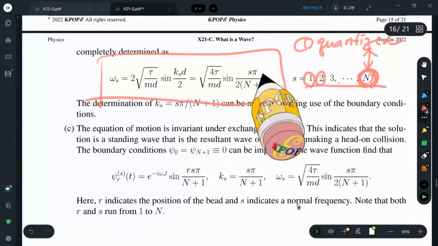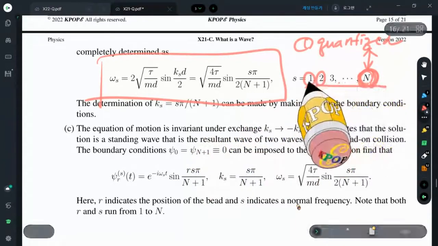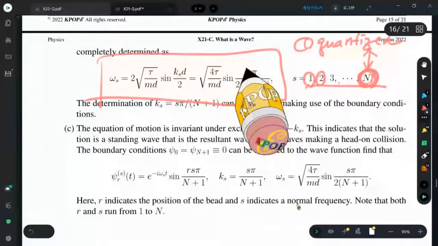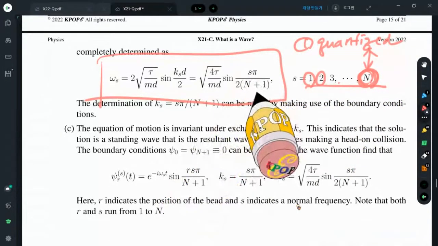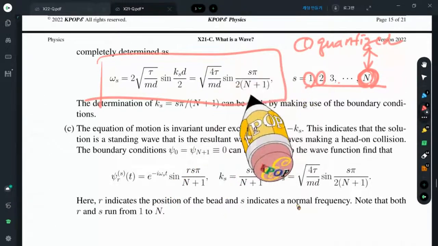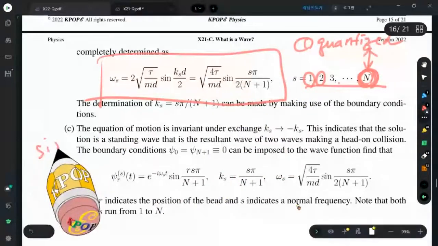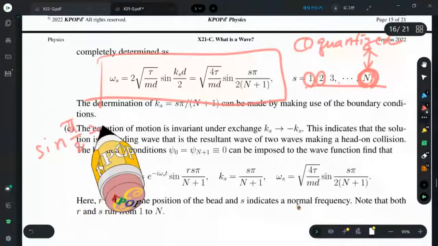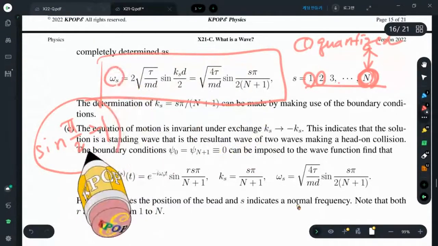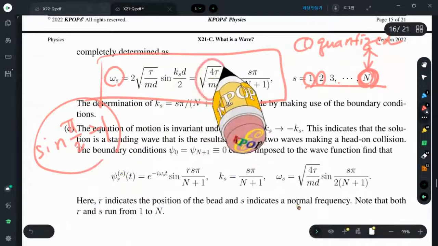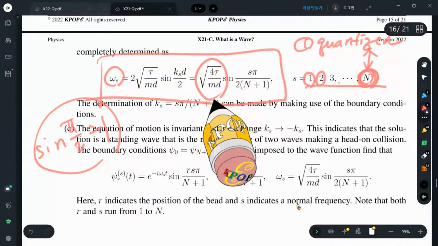And in addition, if I take the limit, s can vary from 1 to n. If I substitute this n here and take the limit n goes to infinity, then we have the value sine of half of pi, that is 1. That means there is a maximum value of a frequency. That is the maximum value of the frequency.